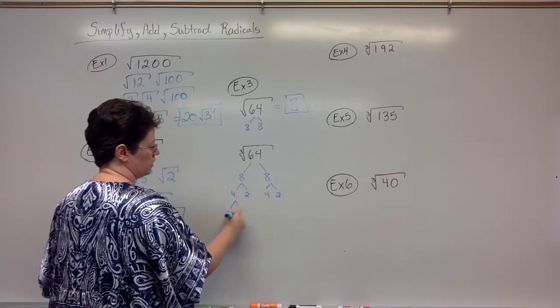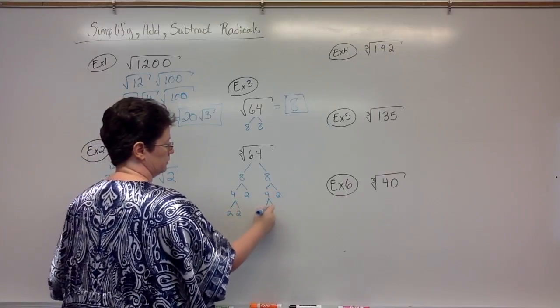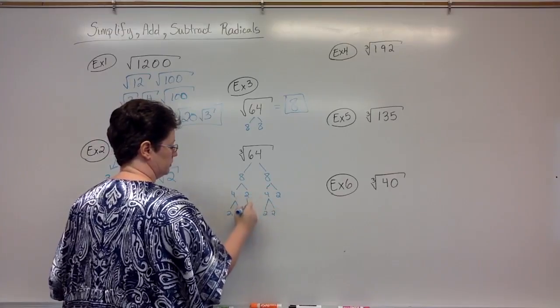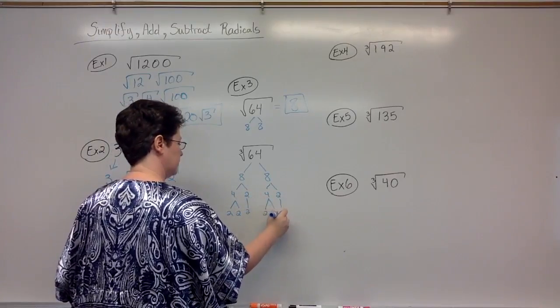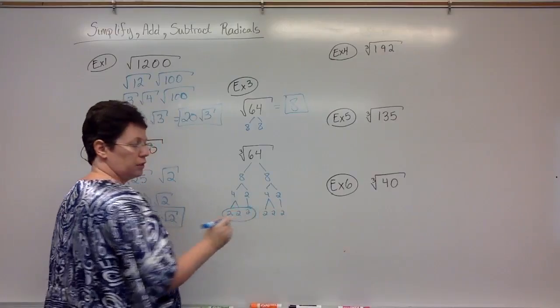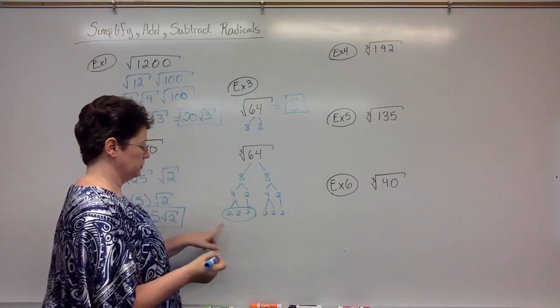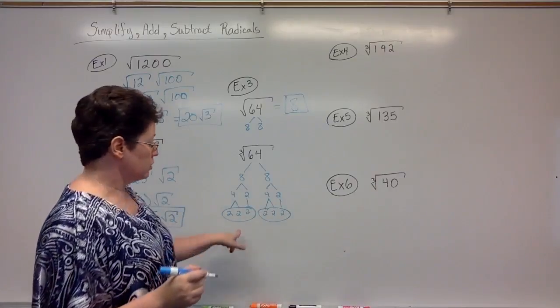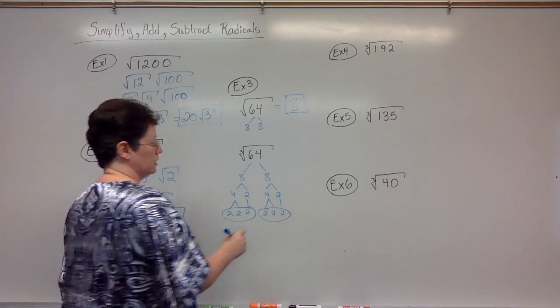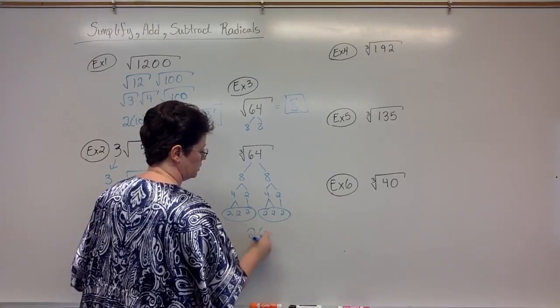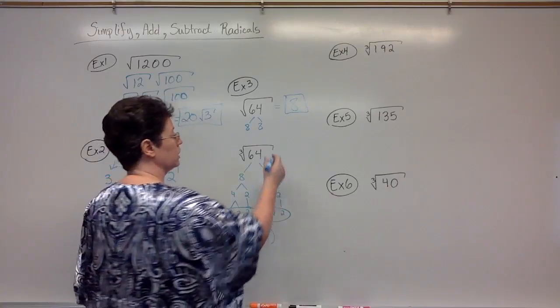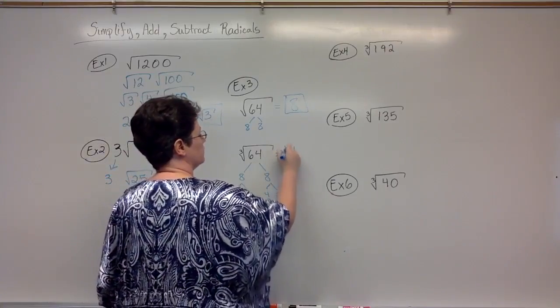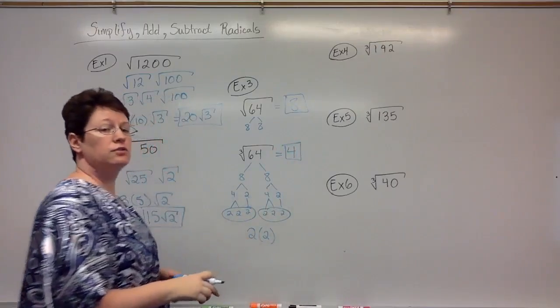4 is 2 times 2. So I have a set of 3 2's, and another set of 3 2's. So I can pull those out. So what is 2 times 2? Well, that's 4. So the cube root of 64 is 4.